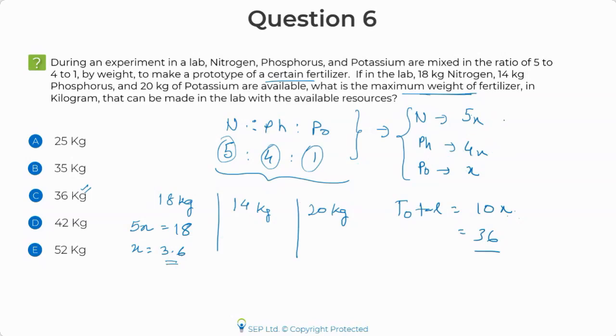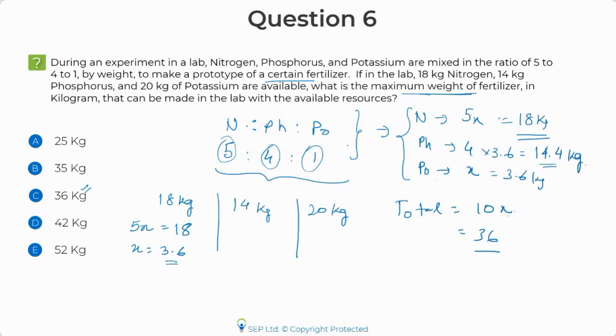So obviously this is 18 kg that you're taking. Now, if you put 3.6 here, how much would you get? You would get 14.4 kgs, right? So what does this mean? This means that if you want to use all the 18 kgs of nitrogen to create the mixture, then I would need 14.4 kgs of phosphorus and 3.6 kgs of potassium.